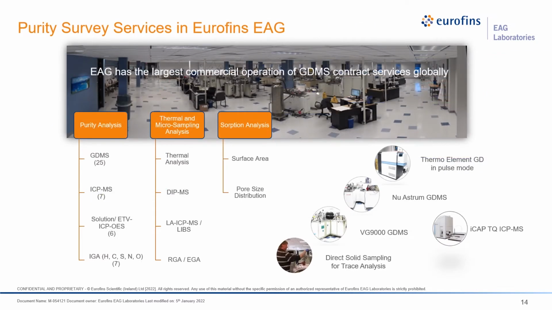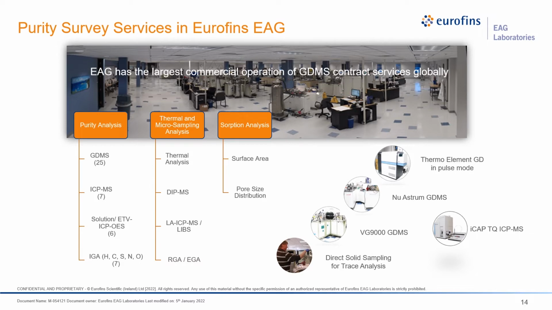So at EAG, we are a global leader in purity survey analysis. We have 25 GDMS instruments. We have 7 ICP-MS instruments and 6 ICP-OES instruments that provide solution and ETV sampling. And we have 7 instruments to do hydrogen, carbon, sulfur, nitrogen, and oxygen analysis. This equipment and capacity is designed to make sure we can provide uninterrupted services for the industry.